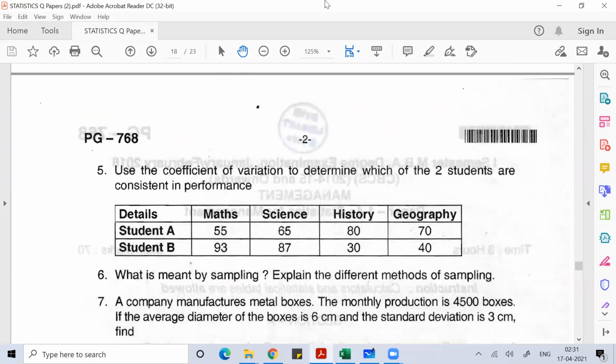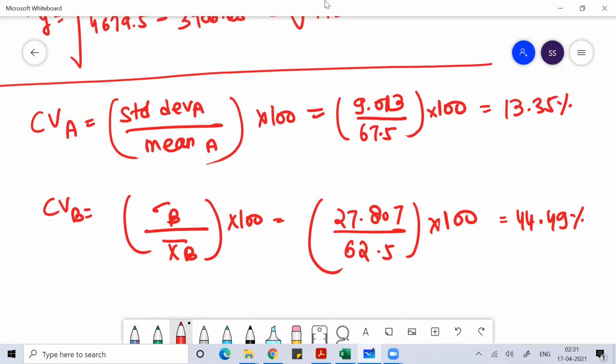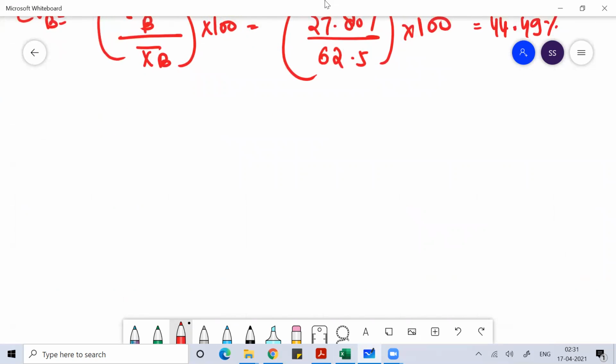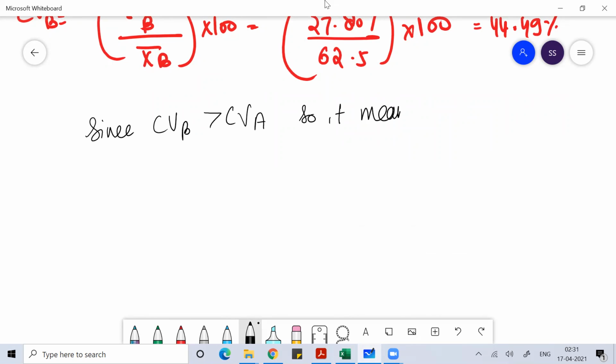So which of the two students is more consistent in performance? So student A. Since the coefficient of variation of B is more than the coefficient of variation of A, it means A is more consistent in its performance.